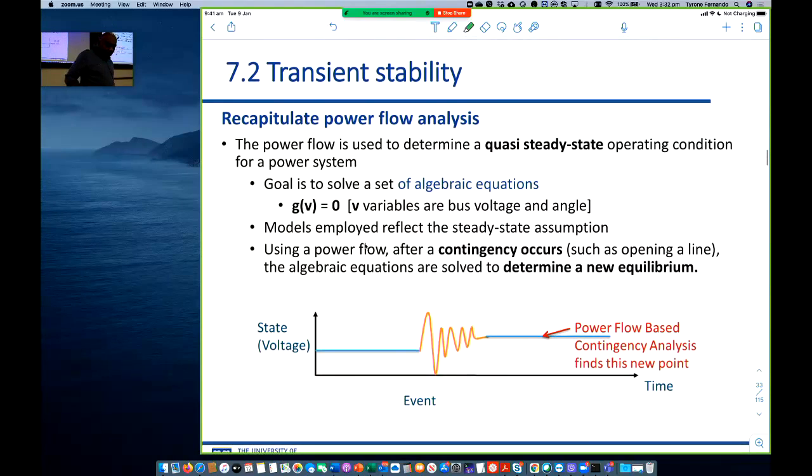So transient stability, power flow is used to determine the quasi-steady state operating condition for a power system. So we've studied power flow, right? When you've done a power flow, you are determining the steady state operation. So once you've done that, when you find out all the voltages at different bus bars, well, that's the operating point, right, for a given load condition.